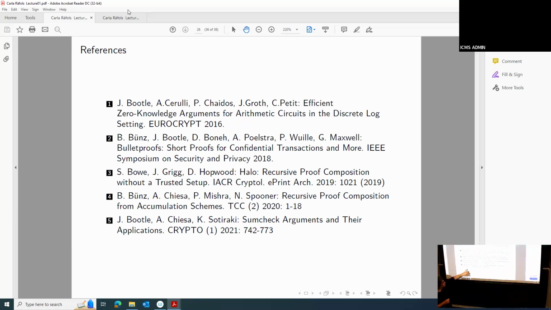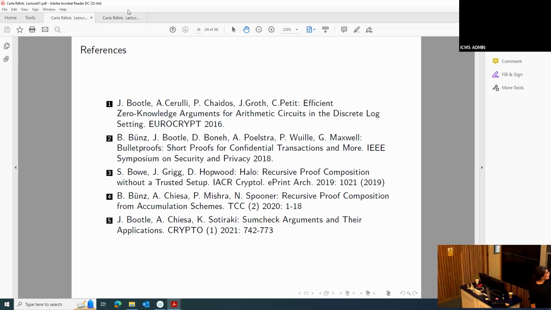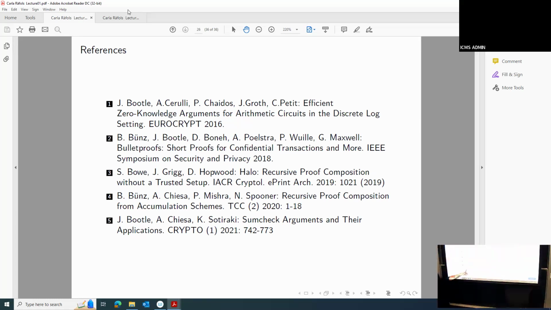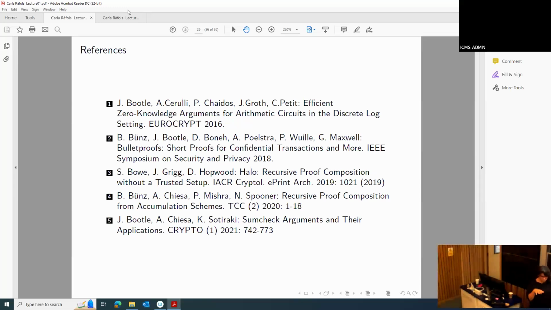Another interesting thing, the last one, is that I think this is also a very interesting paper to think about. I'm happy to discuss this in the break, because this paper relates the sum check protocol in a certain sense to bulletproofs. Since we saw with Jonathan the sum check protocol, maybe it's good to unify things.